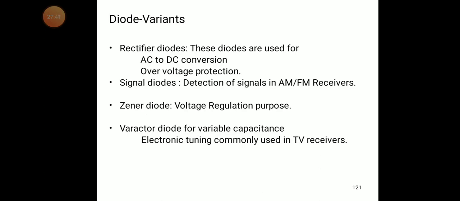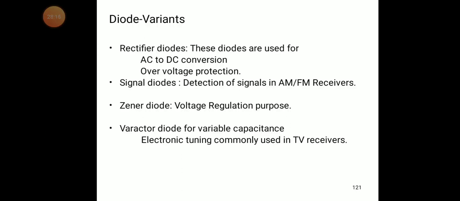Rectifier diodes are used for AC to DC conversion and for over voltage protection. Signal diodes are used for detection of signals in AM FM receivers. In AM FM receivers, in order to detect the signal we use the signal diodes. The next one is the Zener diode. This Zener diode is used for voltage regulation. To regulate the voltage we are using the Zener diode.